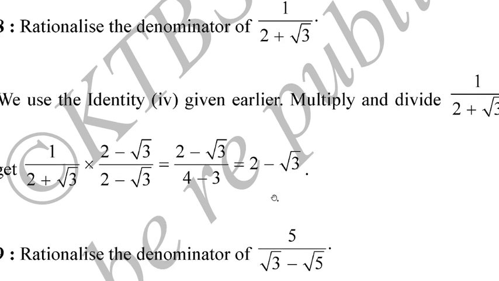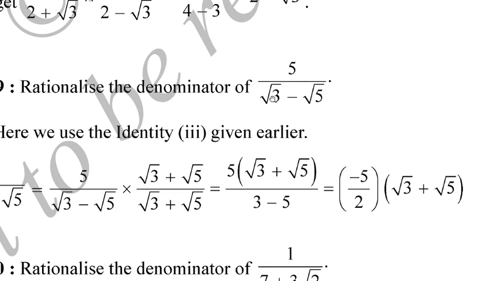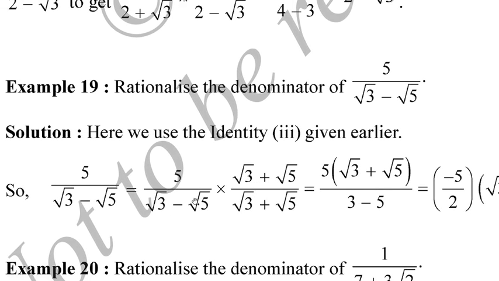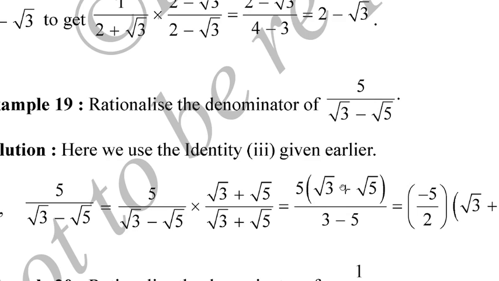Moving to our 19th example, rationalize the denominator 5 by root 3 minus root 5. What we should do here is multiply root 3 plus root 5 to both numerator and denominator, as shown in this example. Then we will get 5 into root 3 plus root 5, then we will get root 15 plus root 25.